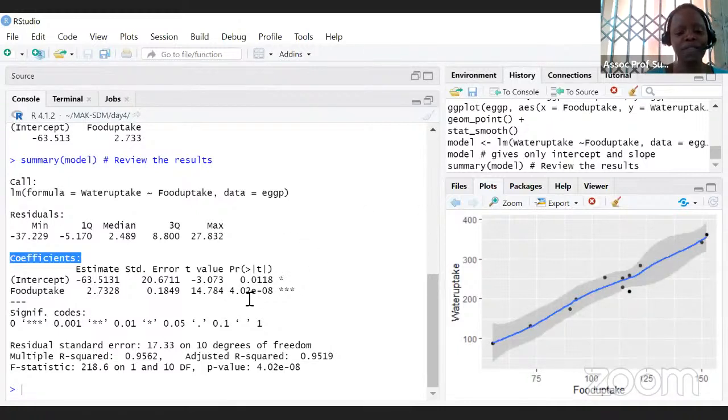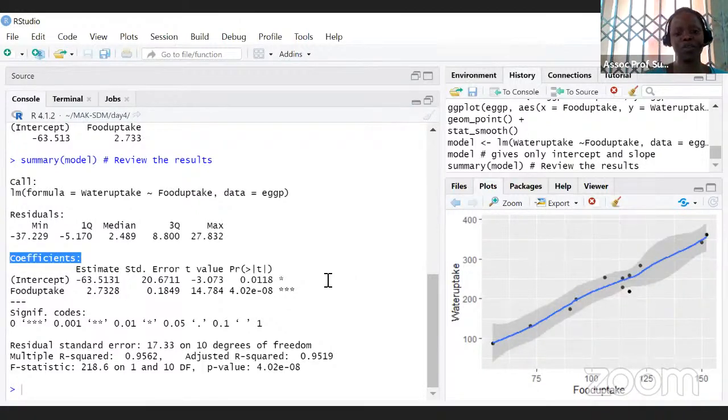So here, the value of p we are getting is 4.02 times 10 to the power minus 8. It is smaller than 0.05. Where do we get 0.05? It is the significance level which you set as a researcher to test your hypothesis. And it is the probability that we assume the null is correct. Now, anything smaller than 0.05 shows that there is evidence to reject the null and conclude that there is a significant linear relationship between water uptake and food uptake.